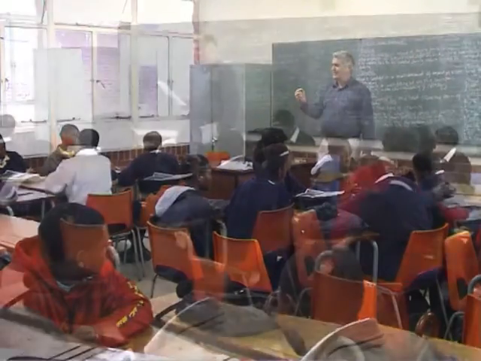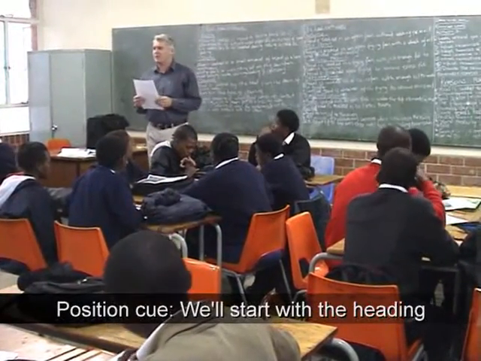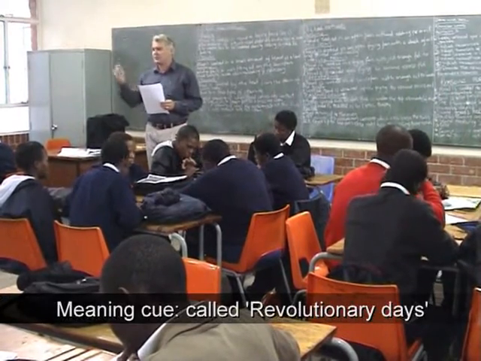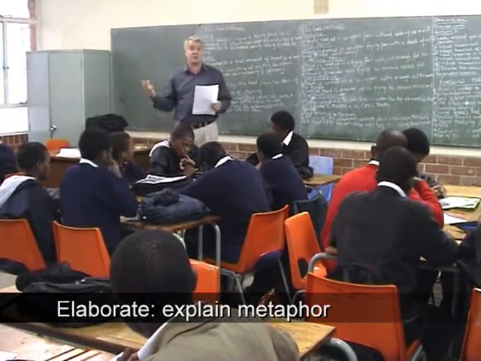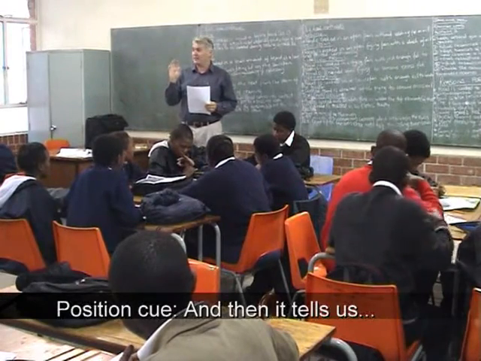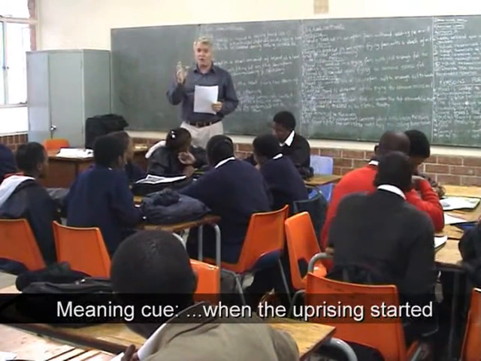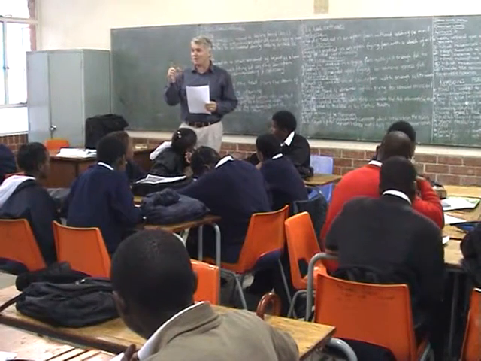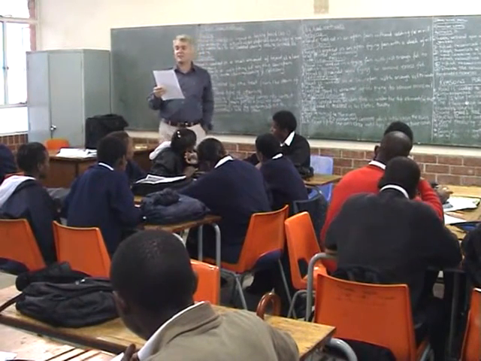Okay? Well, we'll start off with a heading. The heading's called Revolutionary Days. So, of course, it's the days when the revolution started. That's why they call it Revolutionary Days. And then it tells us when the uprising started. Now, have a look at your text, and can anybody tell us when it started?